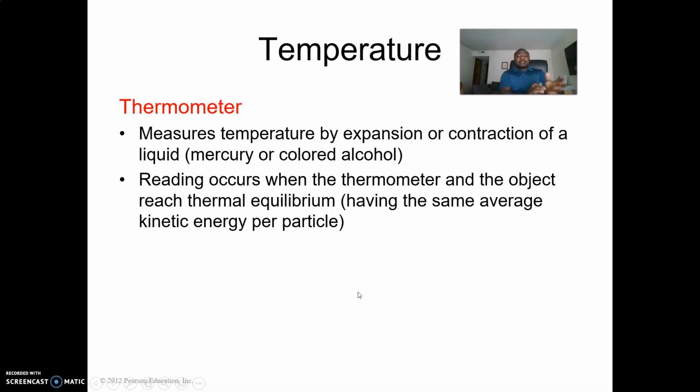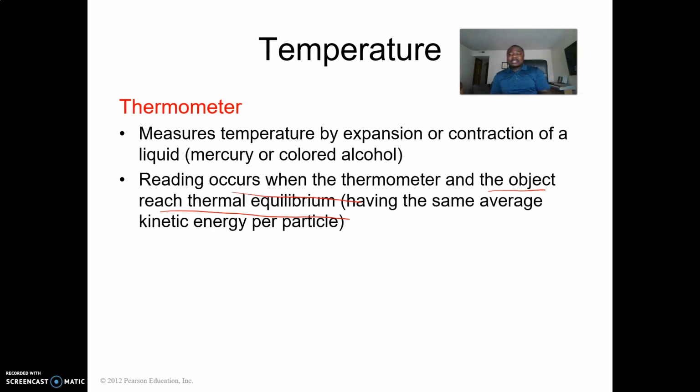If we are considering the mercury or alcohol type of thermometer, then the temperature is generally the measurement of the expansion of that particular liquid. So the expansion of that liquid tells us the temperature. When we get the reading from the thermometer, it tells us what the temperature is at that particular point. We can also say that the reading occurs when the thermometer and the object reach thermal equilibrium, having the same average kinetic energy per particle.